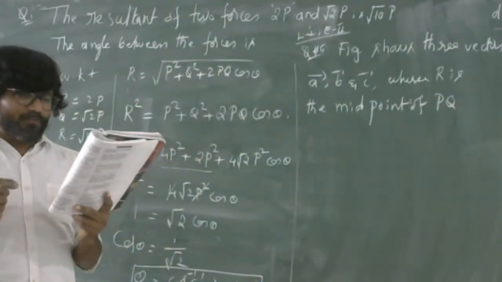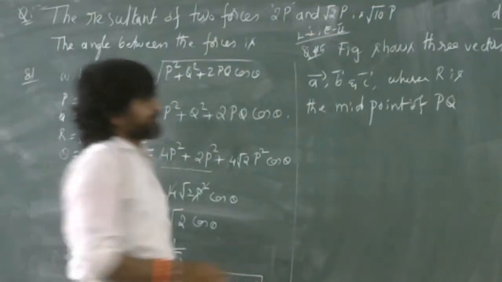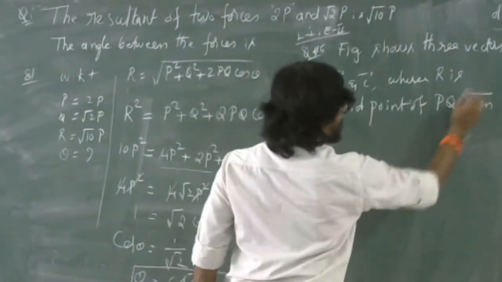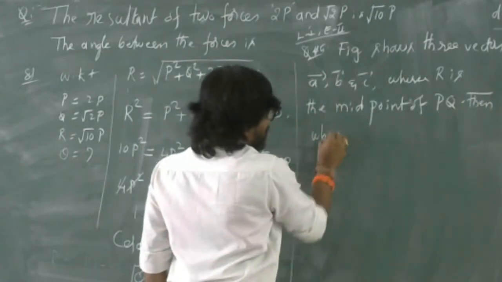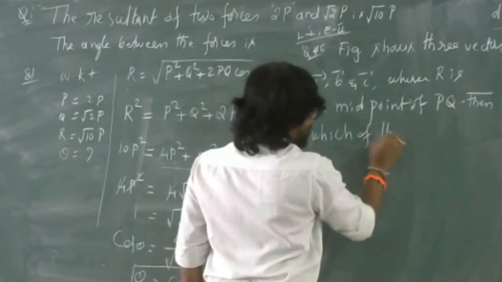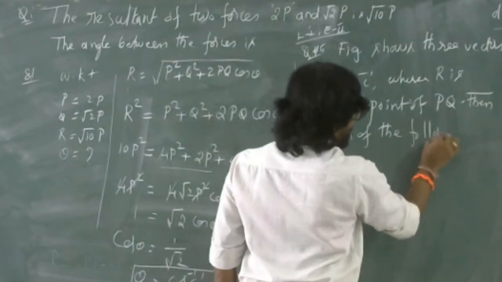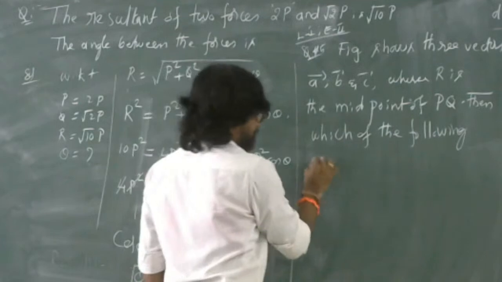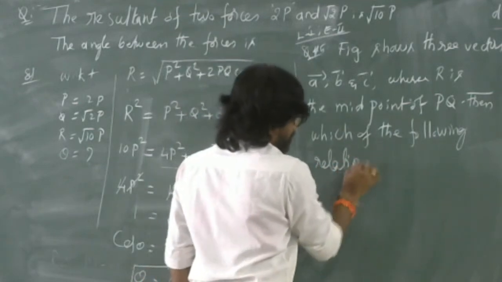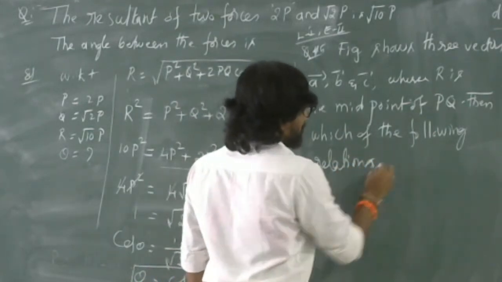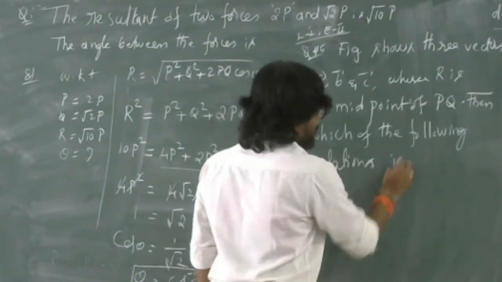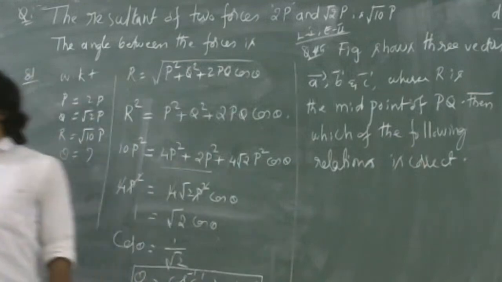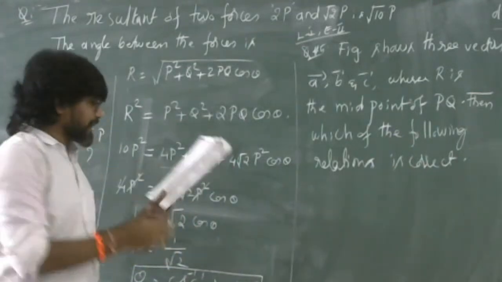Then which of the following relations is correct? Write down simultaneously: which of the following relations is correct? We have to draw the diagram also here.